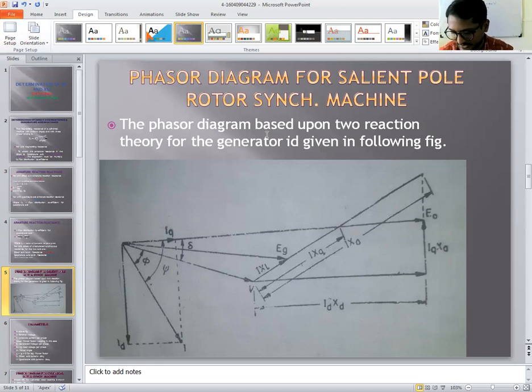The armature current is minimum at machine reactance XD, and it is maximum at machine reactance XQ. Hence, the reactance given varies due to the non-uniform air gap, causing the variation in the voltage drop cylindrically. Hence, the impedance of the alternator is also cylindrical. So here I show you XD, XQ in the above phasor diagram. The phasor diagram based upon the two reaction theory for the generator is given in the following figure.